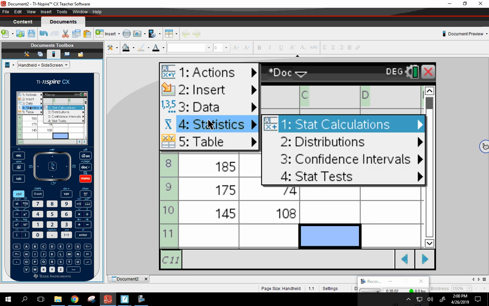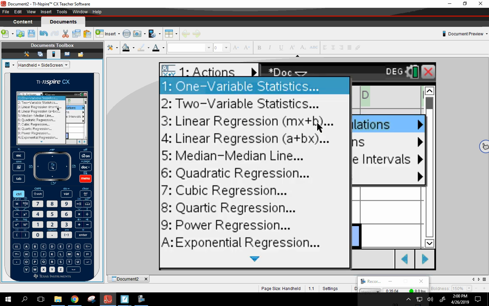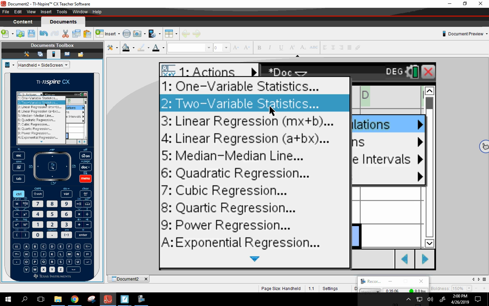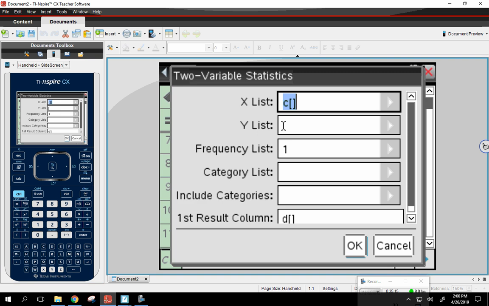Statistics. Stat calculations. 2 variable. Okay, now we only choose 1 variable if we have what kind of list? A frequency list. There we go. Good. Okay, so we're going to go ahead and delete that right there.